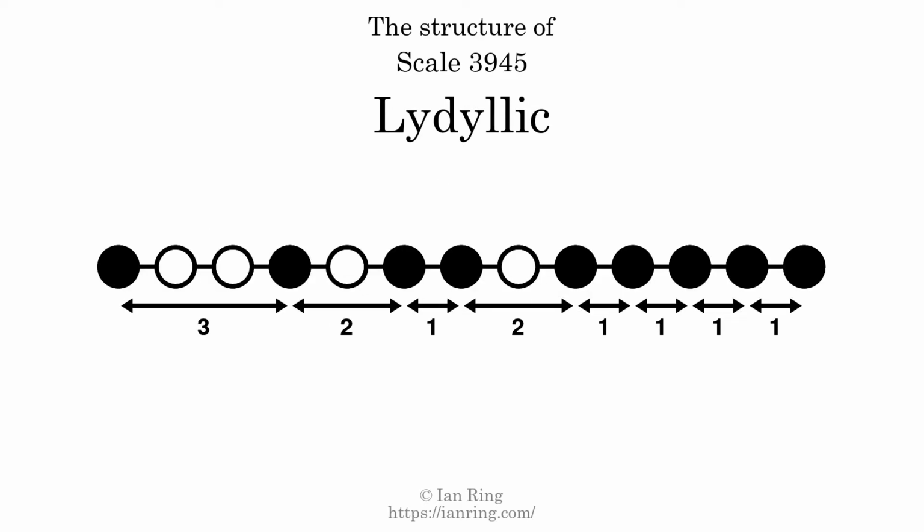The structure of a scale is a description of the interval distance between each successive tone. This scale has a structure of 3 2 1 2 1 1 1 1.